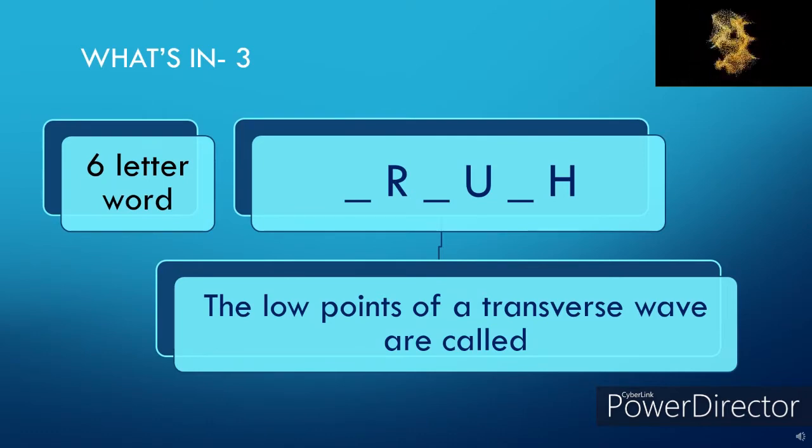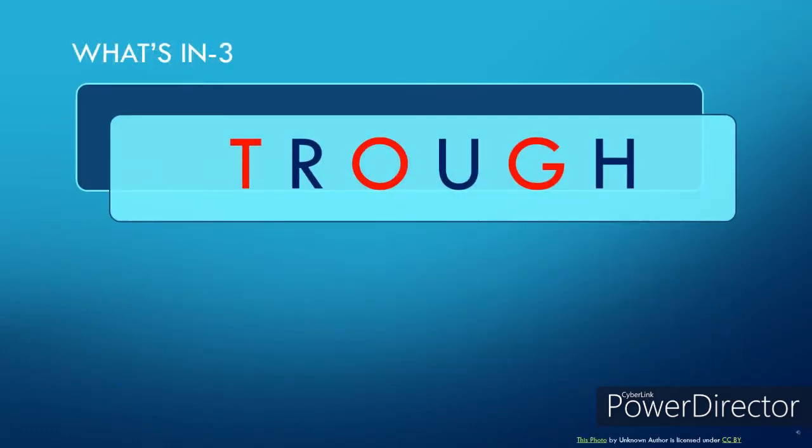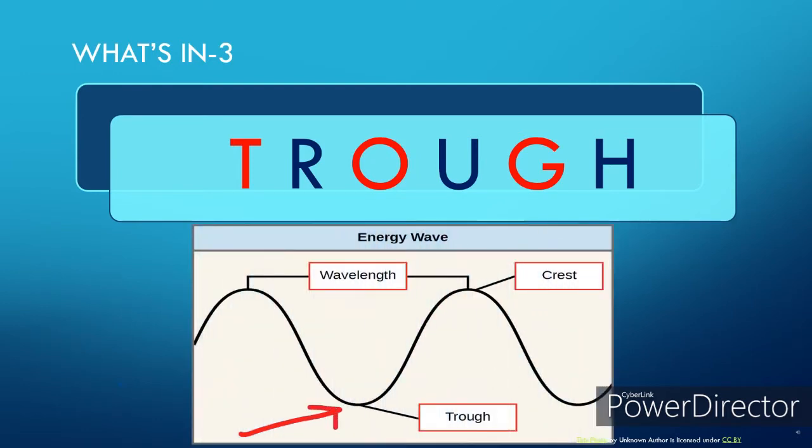6-letter word. The low points of a transverse wave are called blank. The correct answer is trough. The lowest points of a transverse wave are called troughs.